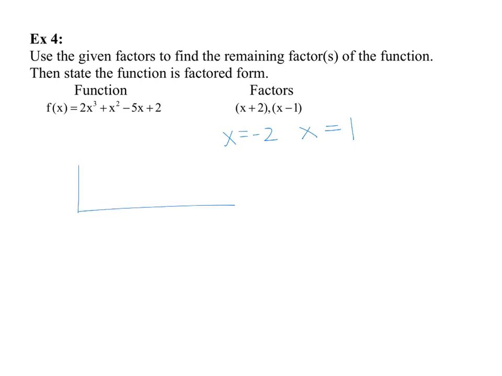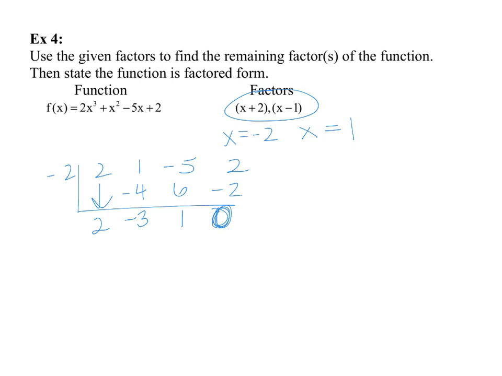Let's start off with negative 2, and then here I have all my coefficients. I'm going to bring down the 2, multiply, then add, multiply, then add, multiply, and then add. I should get 0 at the end, right? Because it told me that these are factors here. And since they're factors, the remainder will always be 0.